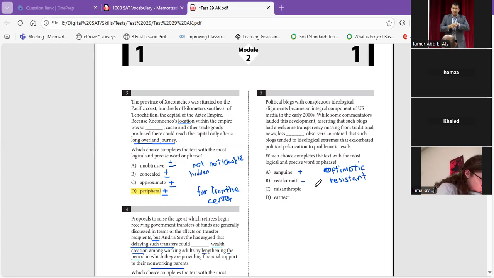The word after is misanthropic. Misanthropic means disliking or distrusting people. Don't trust people. Don't like people. All of these are new words. Kindly write them down. So again, it's a negative. The last word is earnest. Earnest, sincere or positive. So it's positive.